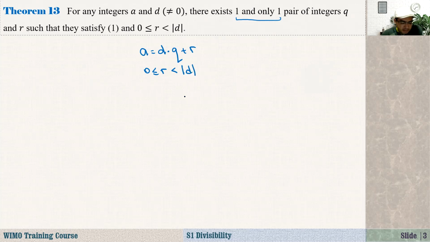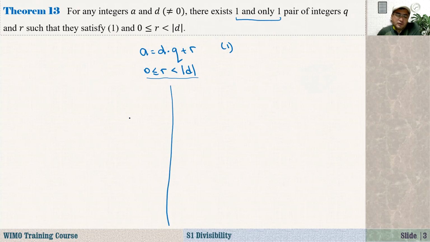So here we are saying that there exists one and only one pair of integers Q and R such that they satisfy the first equation, and also they satisfy the second one.